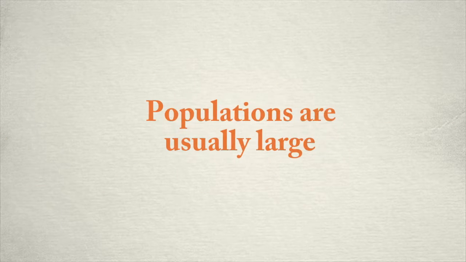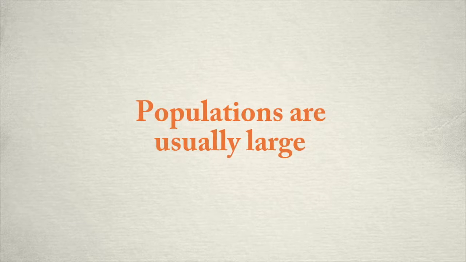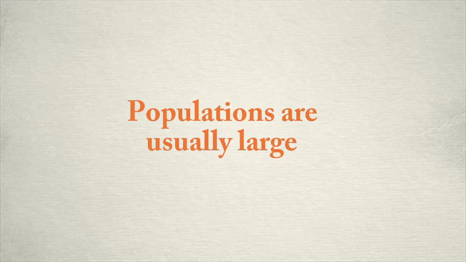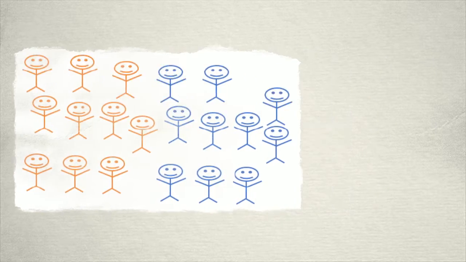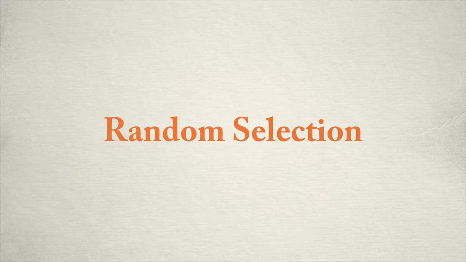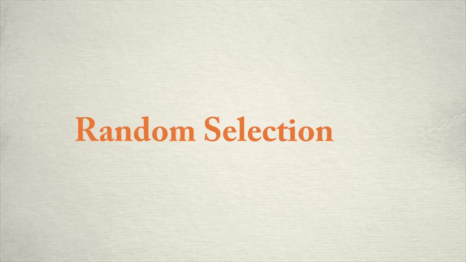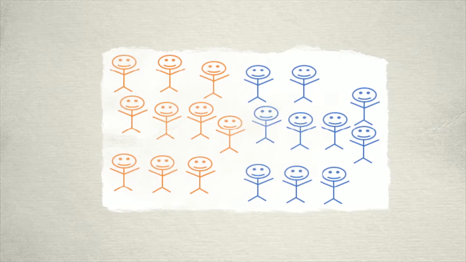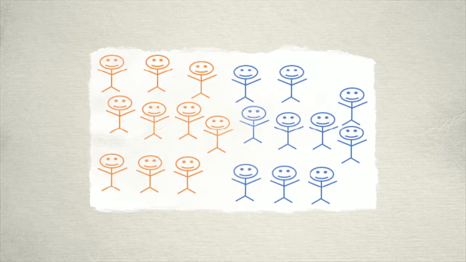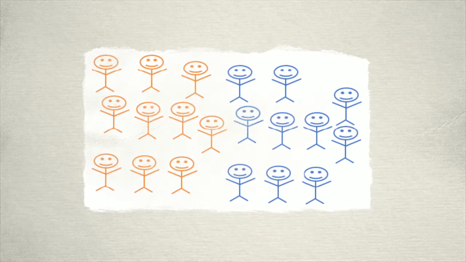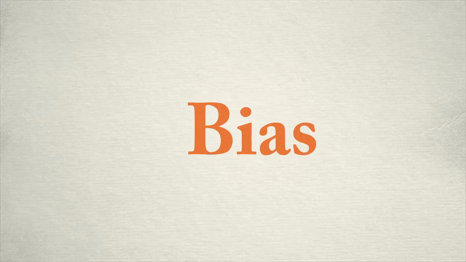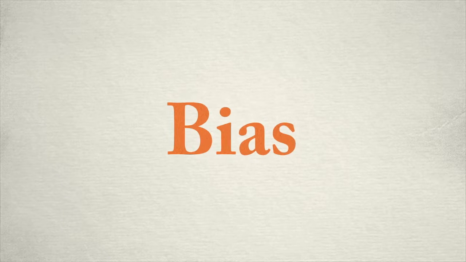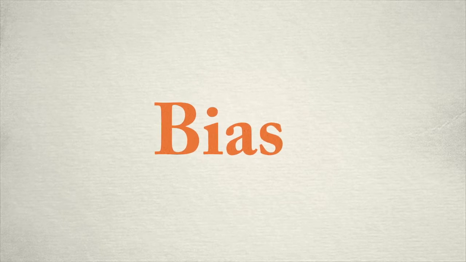Populations are usually just too large. Sampling from populations is far more practical. So then how do we go about doing this? The best way to go about this is through random selection. In this situation, you look at the entire population and pick just some of those people to make up your sample, and you should do this randomly. Random selection should help us to eliminate sources of bias.